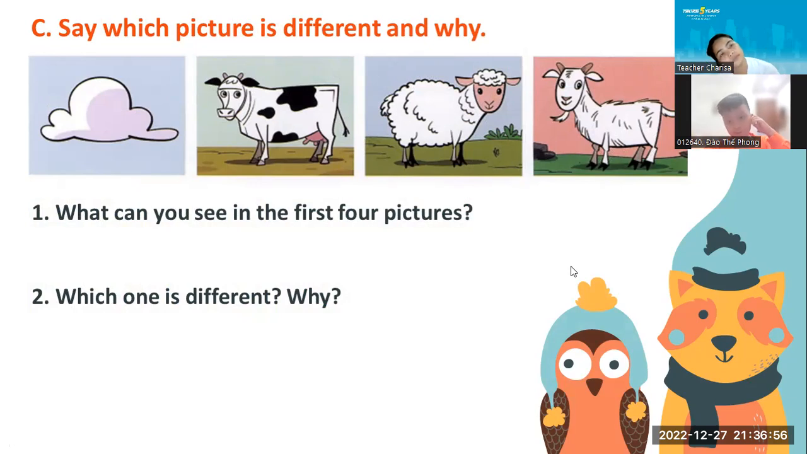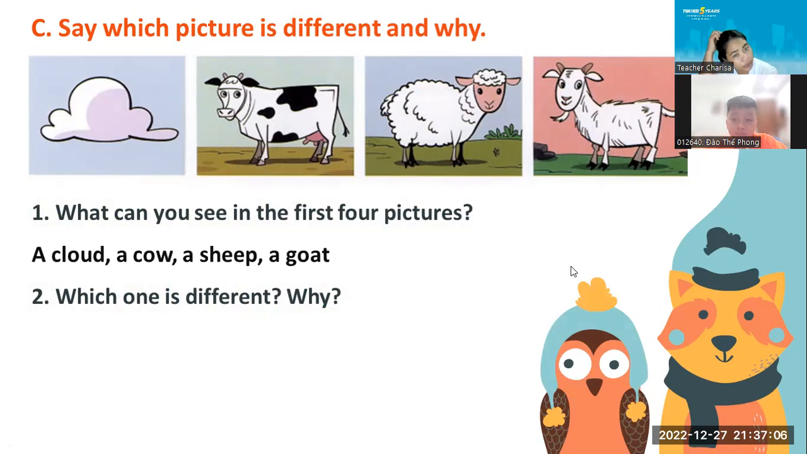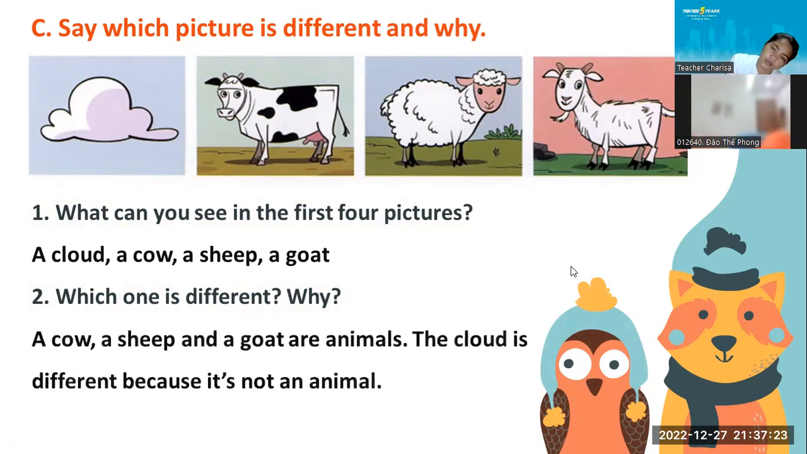The different feature is picture one because it's not an animal farm. So in the first picture, we have a cloud, a cow, a sheep, and a goat, right? Okay, which one is different? Okay, go read the answer. Let's go.